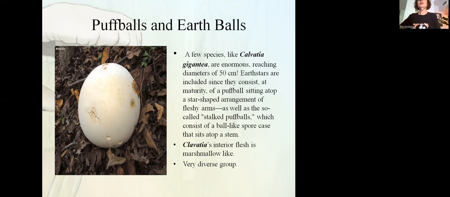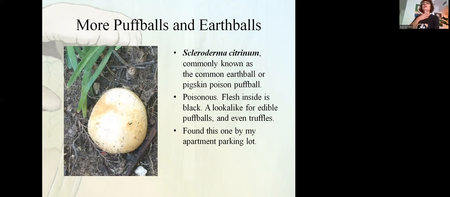They're all very diverse. I want to mention a little bit about Scleroderma citrinum, another puffball, because it's poisonous. This is one reason why a lot of dogs and even cats end up in the emergency room, because they'll eat them. So make sure, if you see one and cut it in half, it will have black flesh inside. It's very important that if it's on your property, you get rid of it if you have dogs. I found this one in my apartment lot, and I just go through and pick them up because we have a lot of dogs in our apartment building.